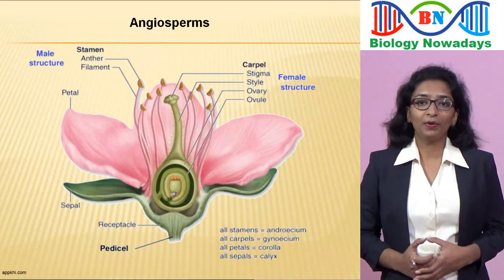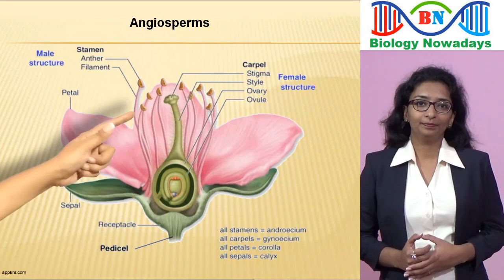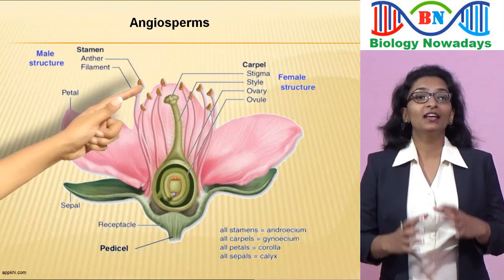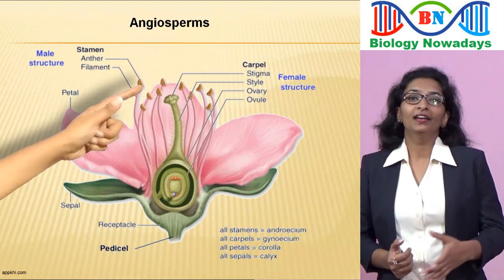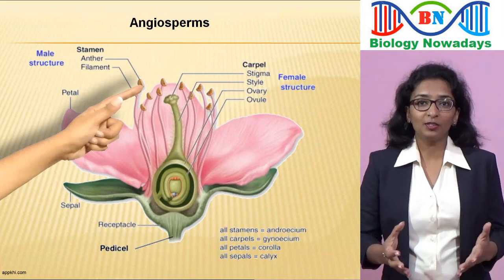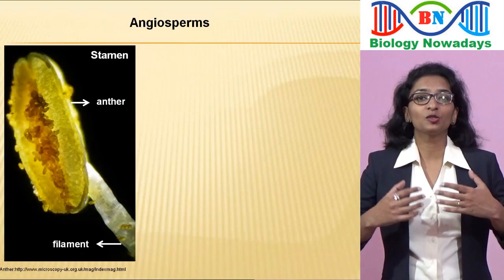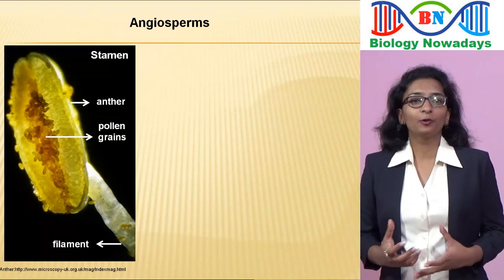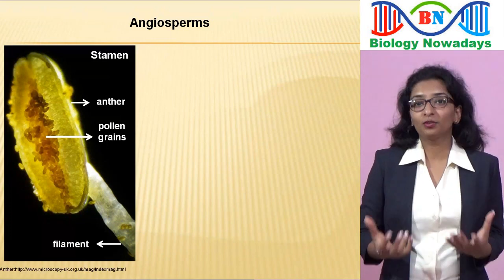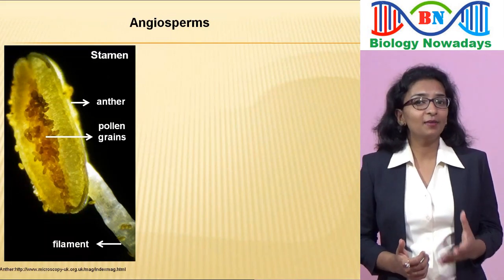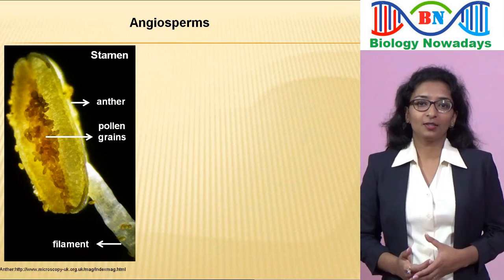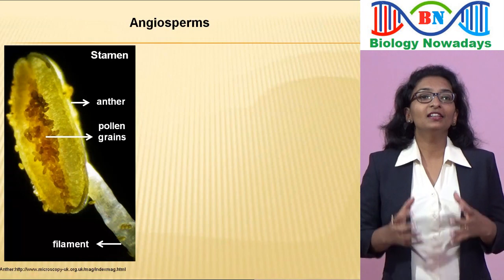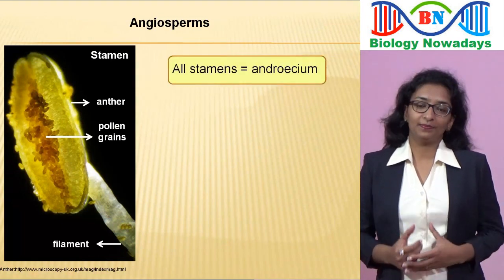The male reproductive parts of a flower are the stamens. Each stamen consists of a slender filament with an anther at the tip. Inside the anthers, haploid microspores are produced, which will develop into the male gametophytes called pollen grains. You already know about microsporophylls in gymnosperms, which bear microsporangia. Actually, stamens are the modified microsporophylls with microsporangia called anthers. All the stamens present in a flower are collectively called androecium.